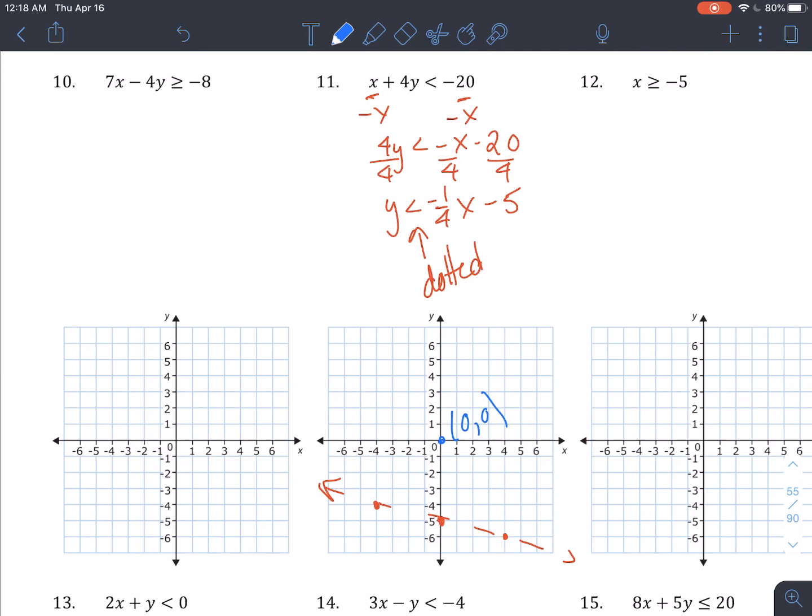Is 0, 0 going to be true or false? So that would give us 0 less than, this would be 0, negative 5. Is 0 less than negative 5? Nope, that's false. So we're going to shade the other side.